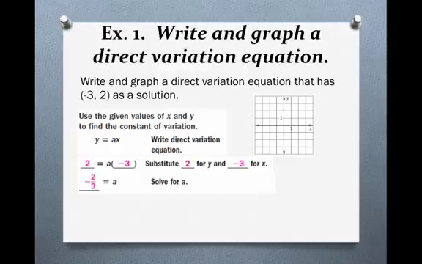So a is being multiplied by -3, so we're going to divide both sides by -3 and we get -2/3 equals a. And so our equation for direct variation would be y equals -2/3 x. So you're going to have one point at the origin, because these always go through the origin, and then one point at -3, 2, and that is going to give you your graph.